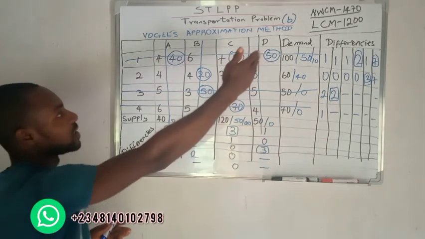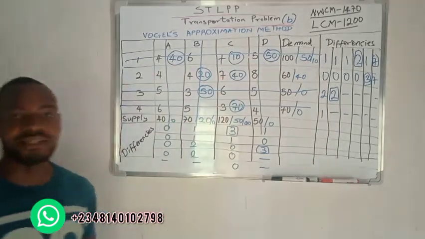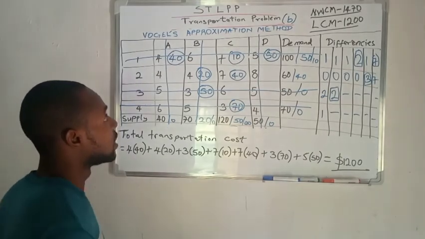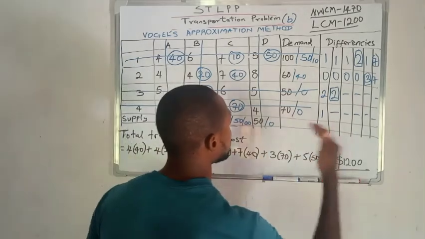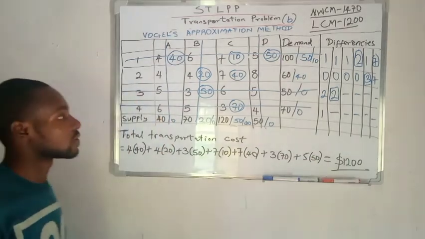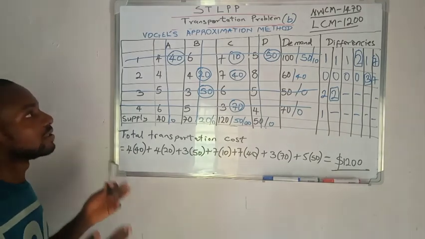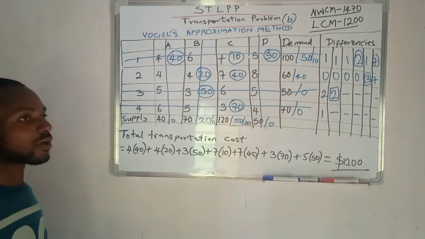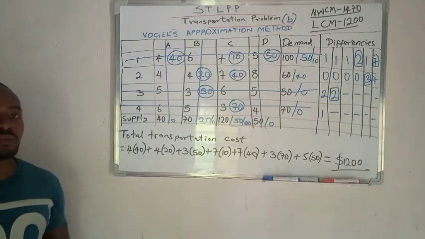So I'm going to just wipe up this place and then do the total cost so that we'll see how it varies with what we have up there, the northwest corner method and the least cost method. The total transportation cost using the Vogel's approximation method, we still got $1,200, which is the same thing with the least cost method. So that's not always the case, but we have seen the difference and how to use the least cost method, the northwest corner method, and the Vogel's approximation method.